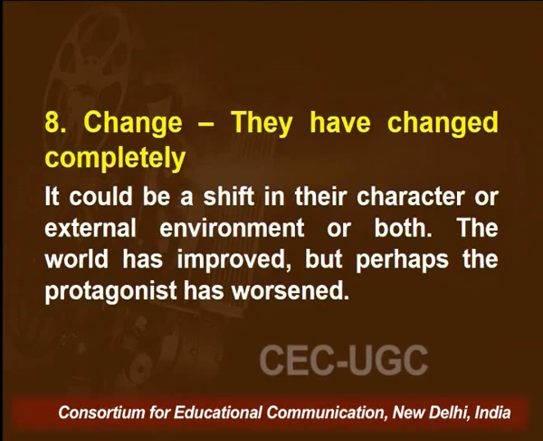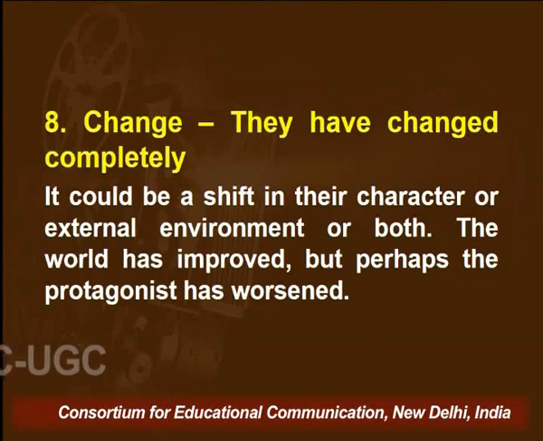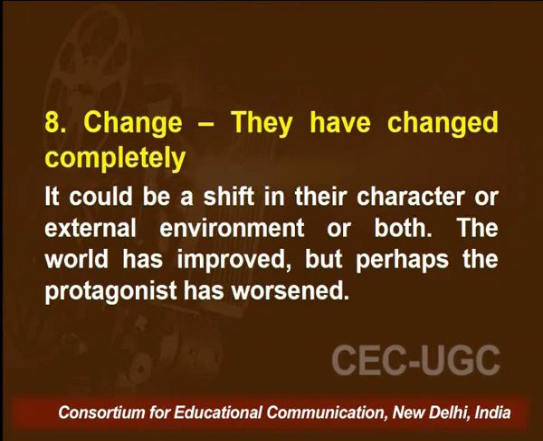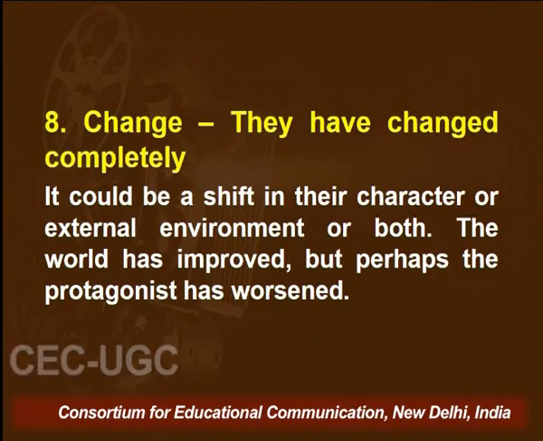Now the last stage, which is called the change, they have changed completely. What does it mean that they have changed completely? It could be a shift in their character or external environment, or maybe both. This is something that I extensively talked about when I talked about all the stages which come after the climax. The world has improved, but perhaps the protagonist has worsened.